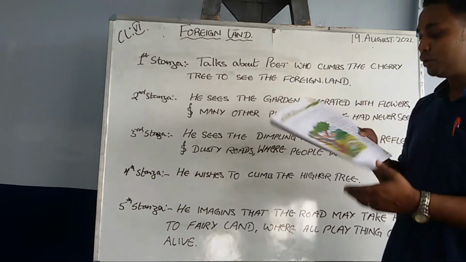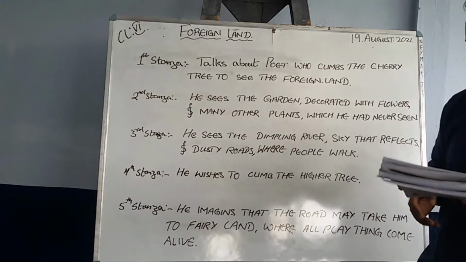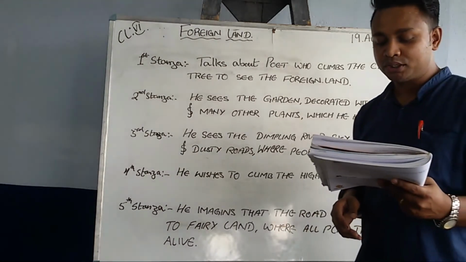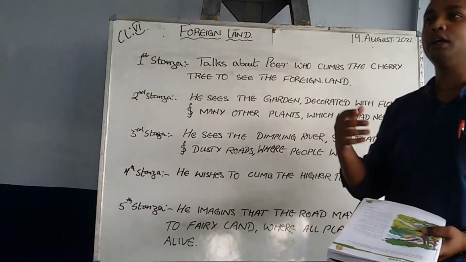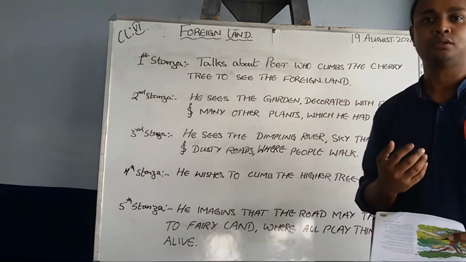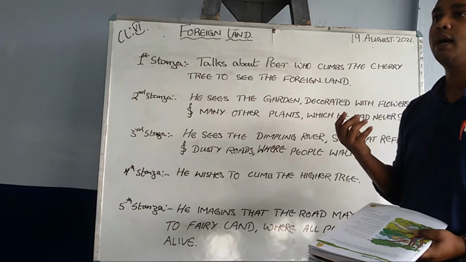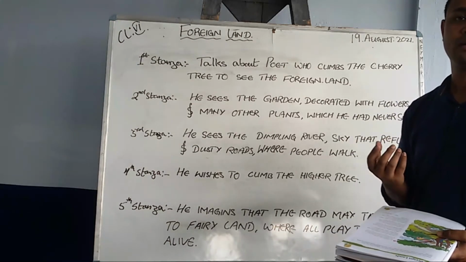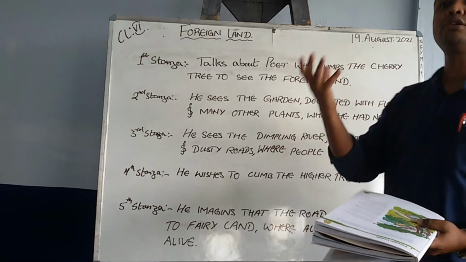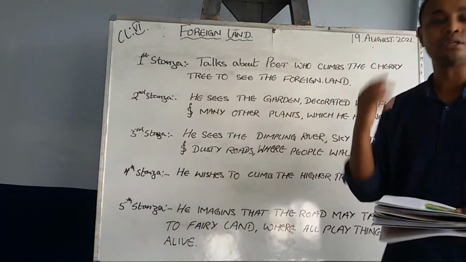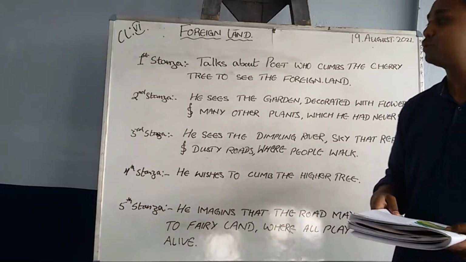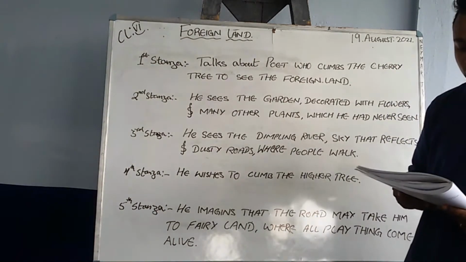This poem is written by Robert Louis Stevenson, and he was a novelist and a poet as well, who always tried to imagine things and write them in his poems. So this is what we are going to learn today, Foreign Land.